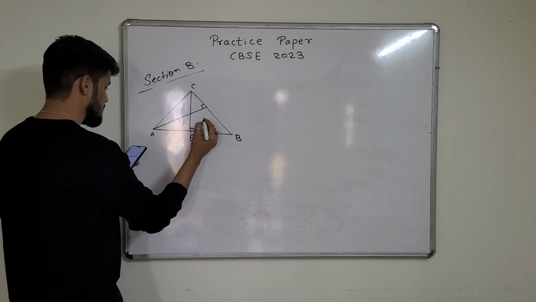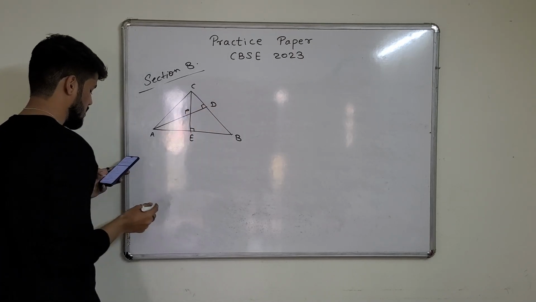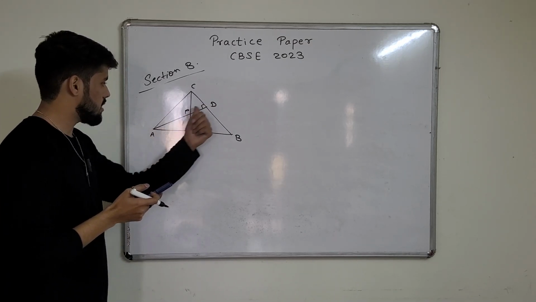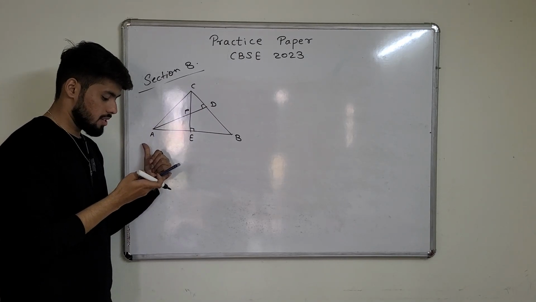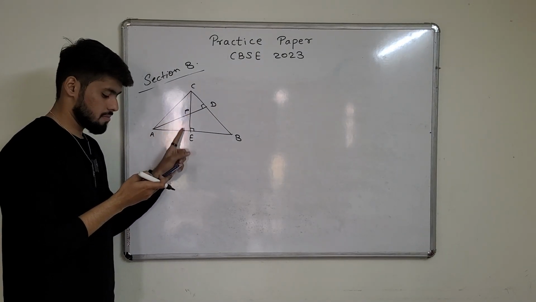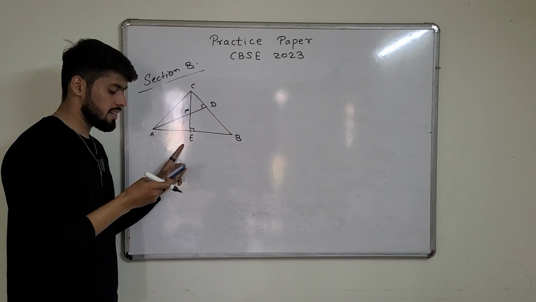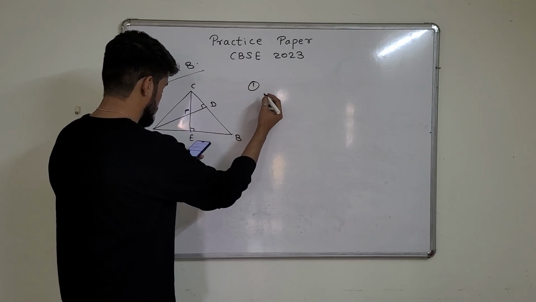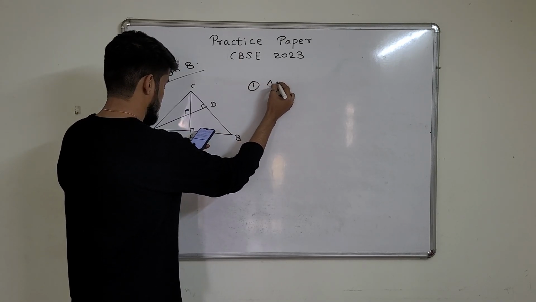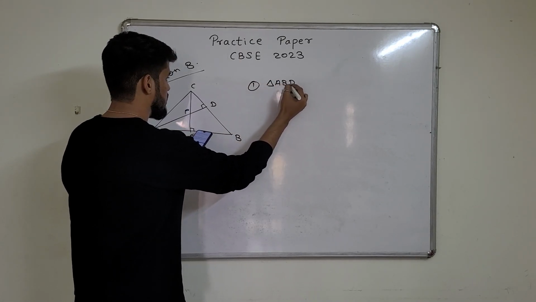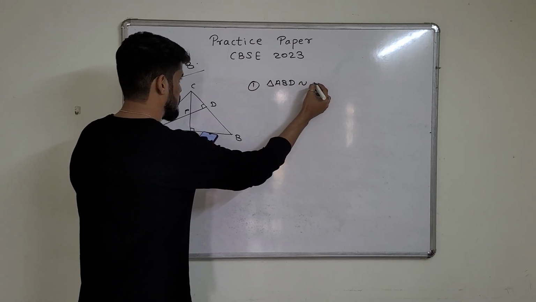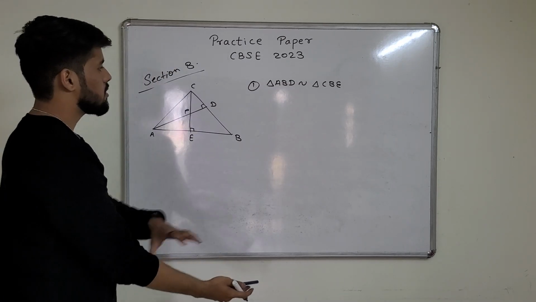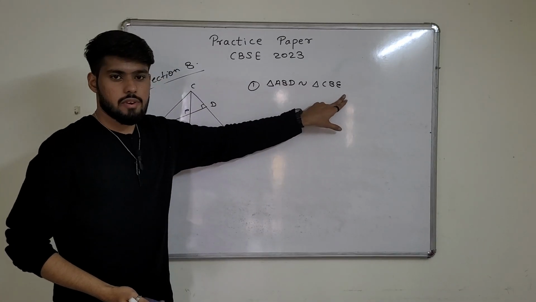This is the given figure. What they have given is that in the figure, altitudes AD, this is altitude AD, and CE of triangle ABC intersect each other at point P. The first question is we need to show that triangle ABD is similar to triangle CBE.